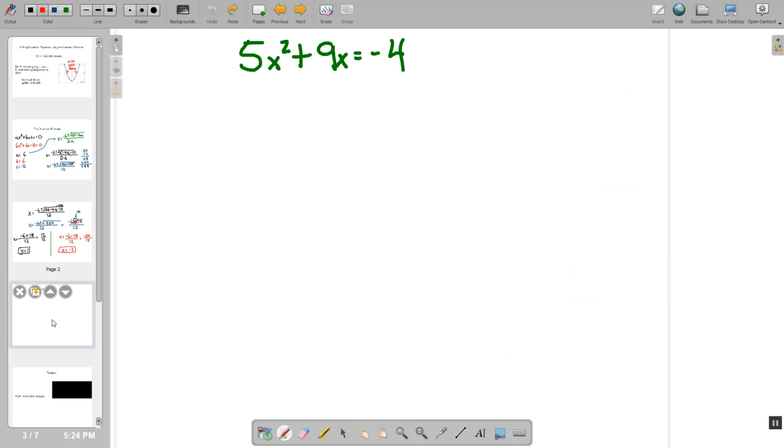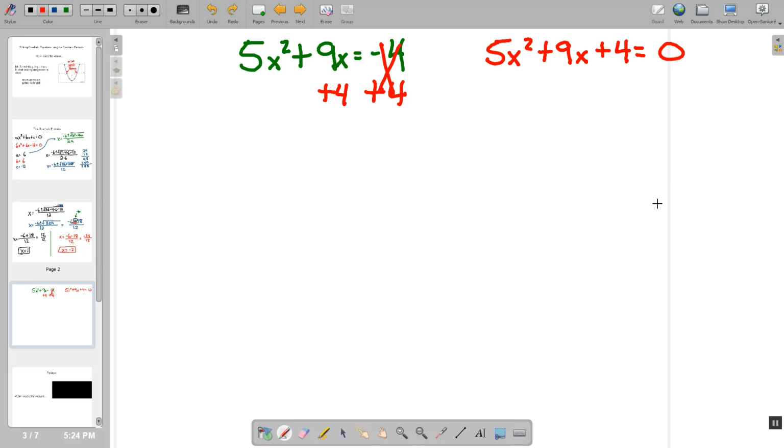So let's do one more here. We have 5x squared plus 9x equals negative 4. Before I start, I notice that my right side of my equation is not equal to 0. So I need to add 4 to both sides in order for my right side to be equal to 0, because one of our sides has to be equal to 0 in order to use any of the methods we've learned in this unit so far.